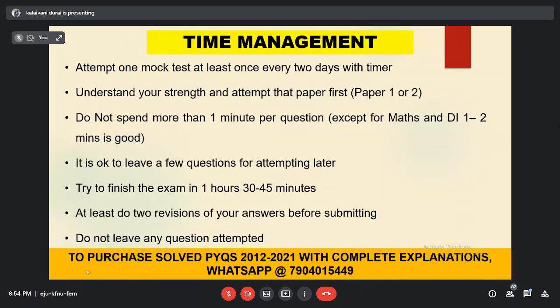And you can switch between papers during the exam. Many people have this query: do I have to finish paper 1 fully, and only then go to paper 2? No, nothing like that. The screen is open in front of you.